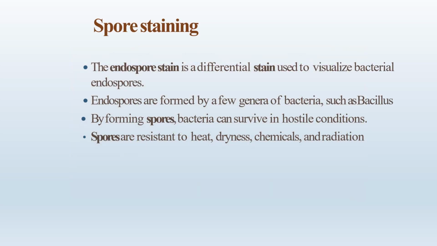The next staining technique is spore staining, which is a differential stain used to visualize bacterial endospores. Endospores are formed by a few genera of bacteria, examples are Bacilli. By forming spores, bacteria survive under hostile conditions because spores are resistant to heat, dryness, chemicals, and radiations.